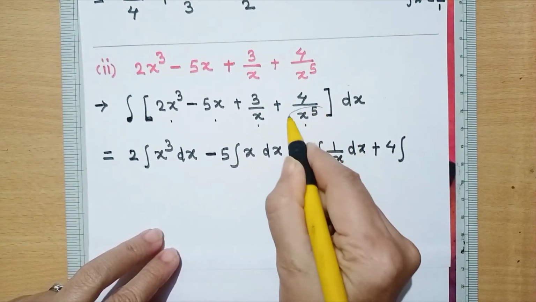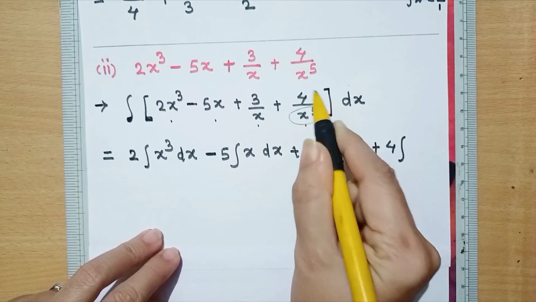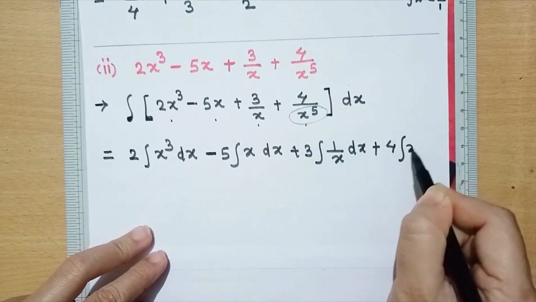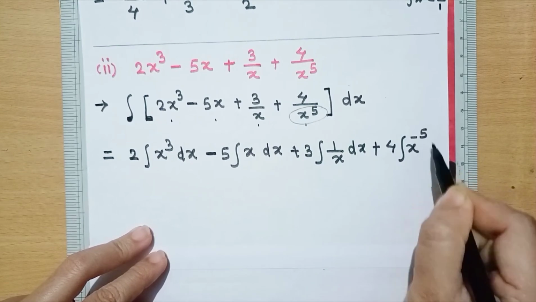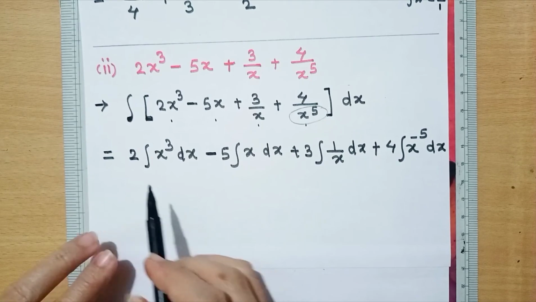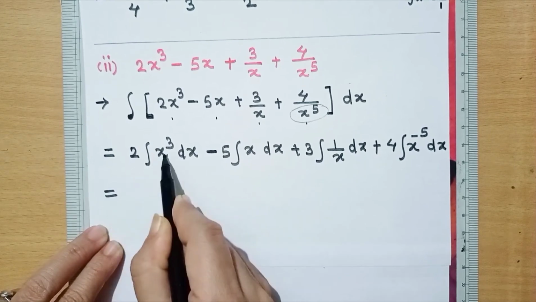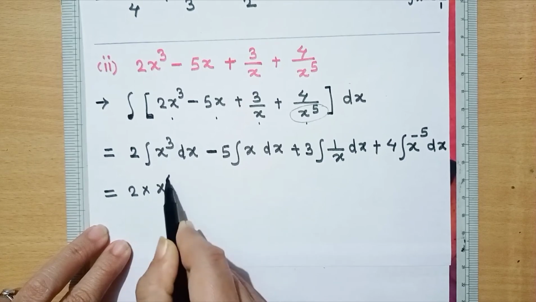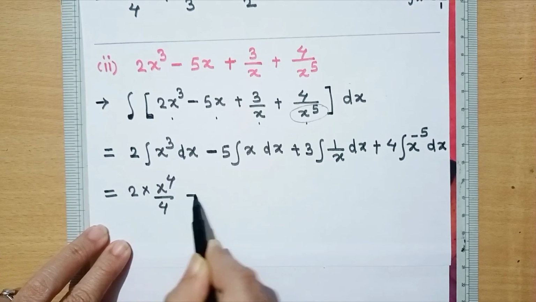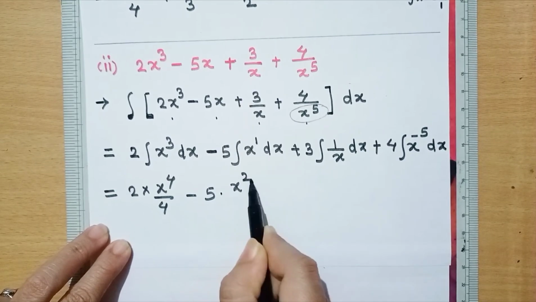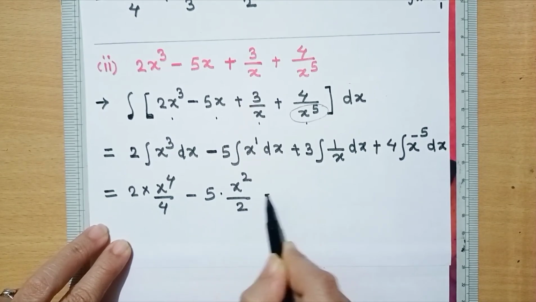This x raised to 5 is in the denominator. We will move this term to the numerator by making this index negative. So x raised to minus 5 dx. Now we will use the formula. So its answer is, by the x raised to n formula, 2 times, add 1, so x raised to 4 upon 4, minus 5. Here also we will add 1, so x raised to 2 upon 2.